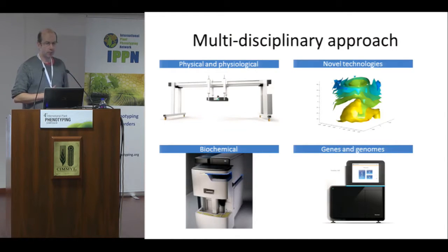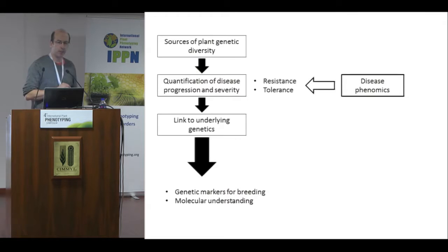So we're taking a multidisciplinary approach at Sheffield. We're using physical and physiological imaging. We're using some novel technologies. We're using biochemical approaches and linking it with genes and genomes. So here's our pipeline. We have our sources of plant genetic diversity, and the phenomics comes in at quantifying the disease progression and severity. So we're looking at resistance and also, of course, coupled with that, tolerance. We're going to link that to the underlying genetics, and that'll give us genetic markers for breeding. But as a biologist, what I'm really interested in is the molecular understanding that underpins that.